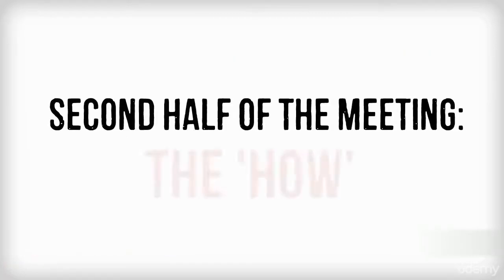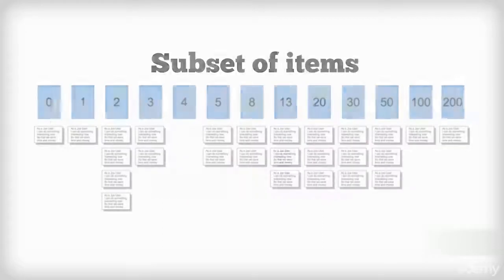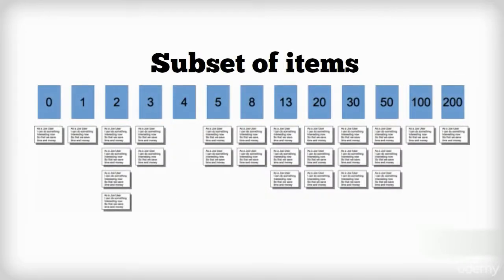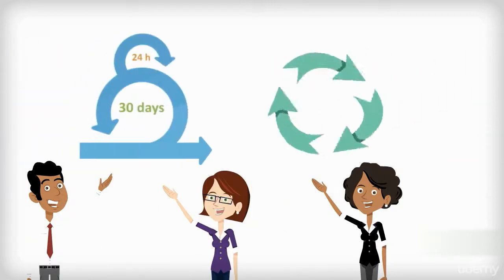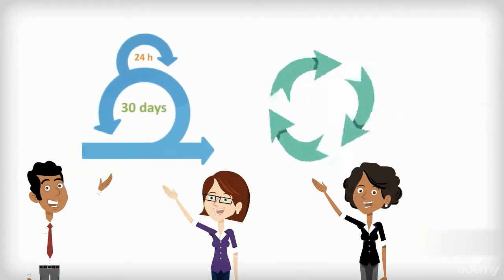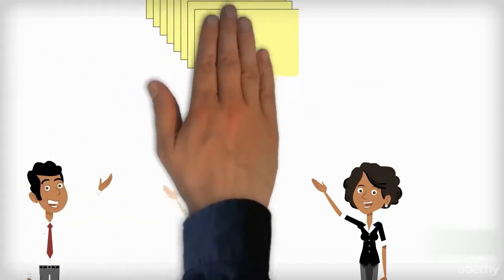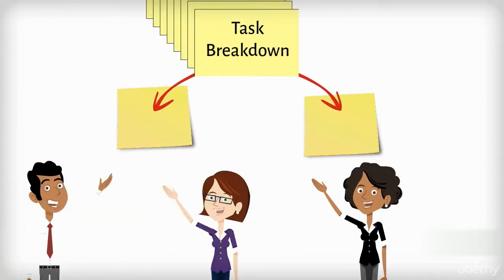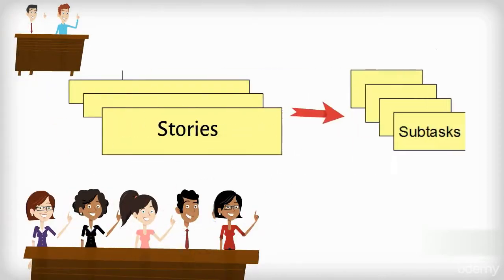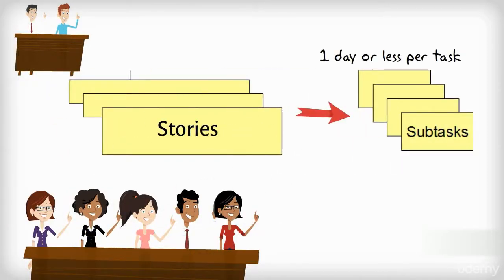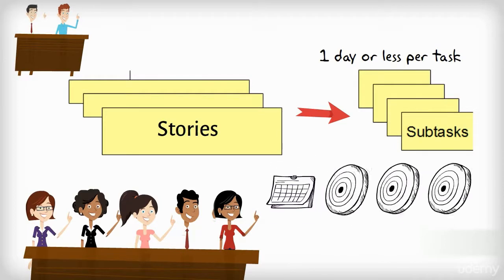Second half of meeting, the how. Once a subset of items have been chosen by the team and all have story point estimates, they can proceed to plan out how they deliver the sprint. Typically, this is done by creating a task breakdown. The team break each story down into subtasks of a day or less in work. This makes it easy to see daily progress and have small targets.